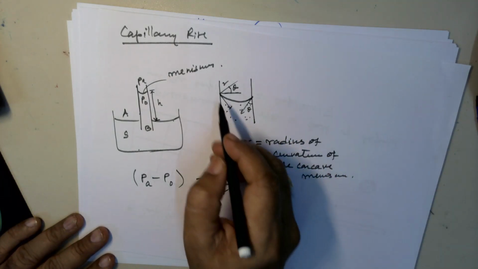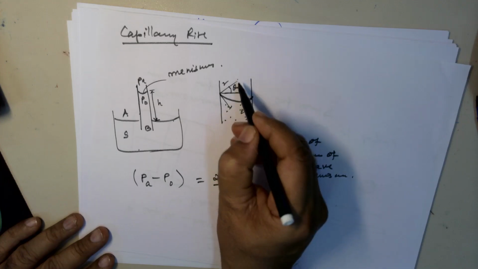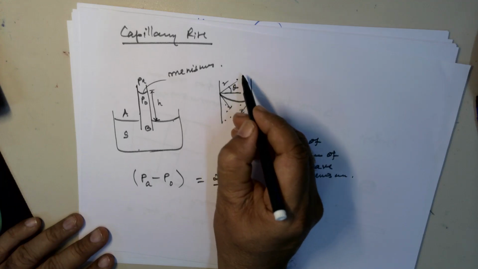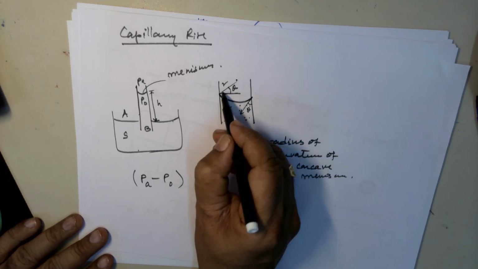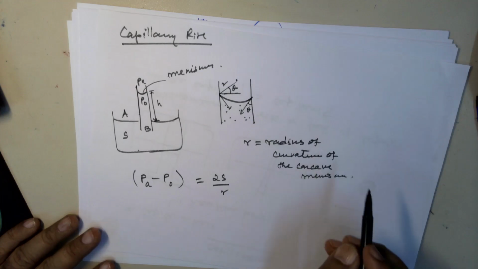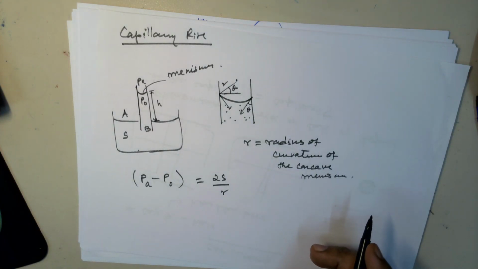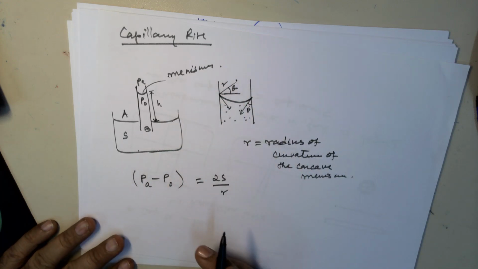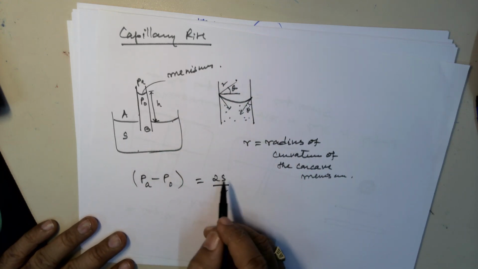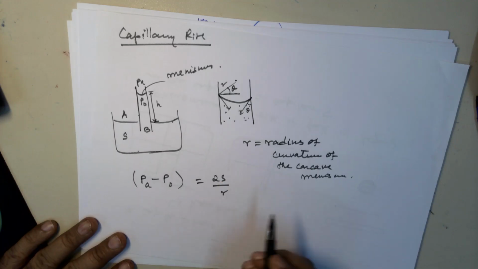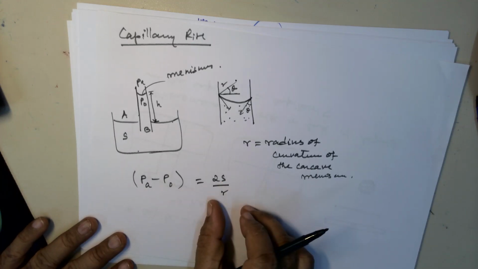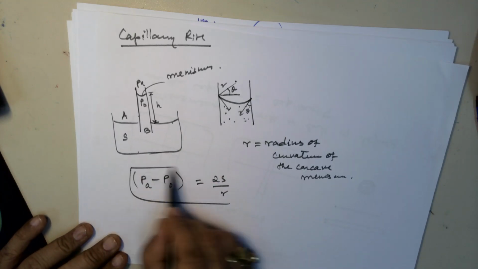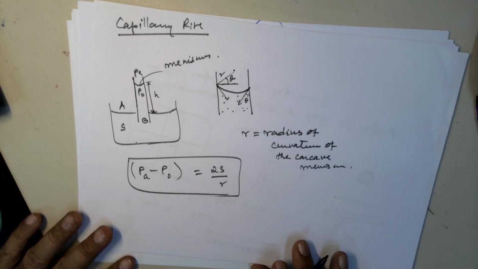Assuming that this is the center of the curvature, and this is the curve, now I can have the radius of curvature. Do you understand this? Okay, so that is called r, the radius of curvature of the concave meniscus. And here, 2S divided by r. So the pressure difference is nothing but 2S divided by r. That is the ratio. You have to memorize this basic concept here.